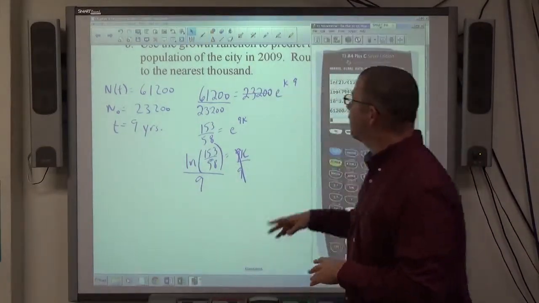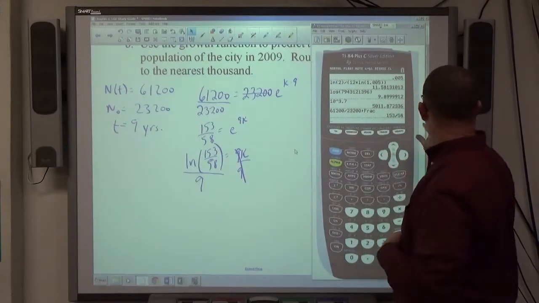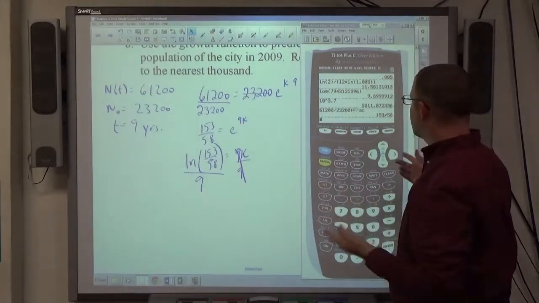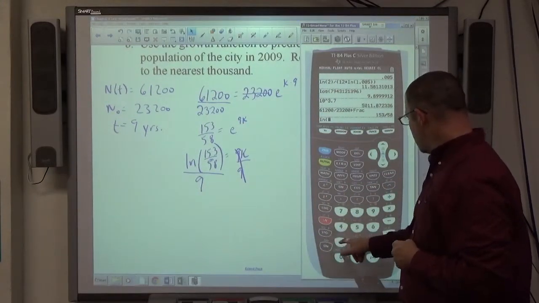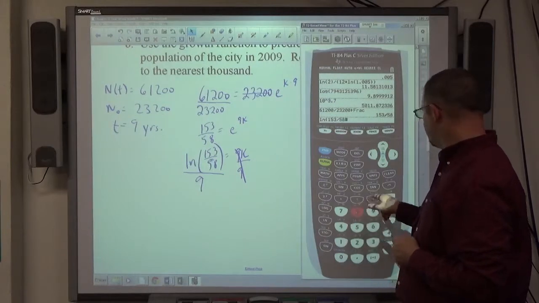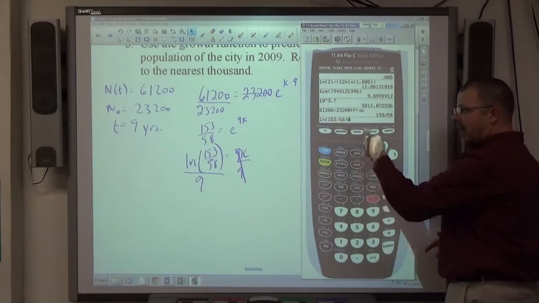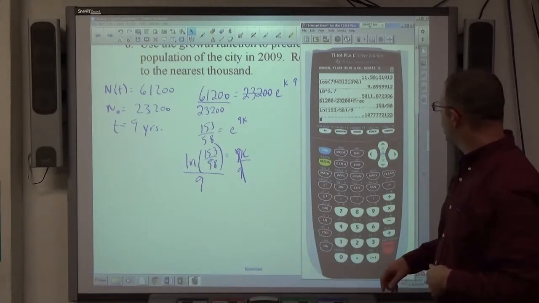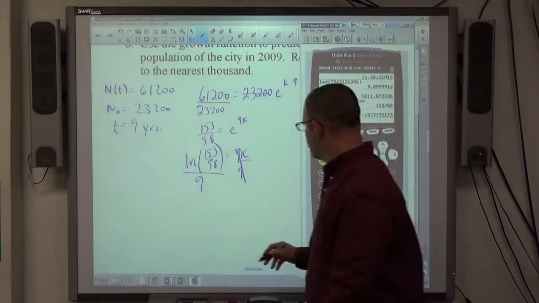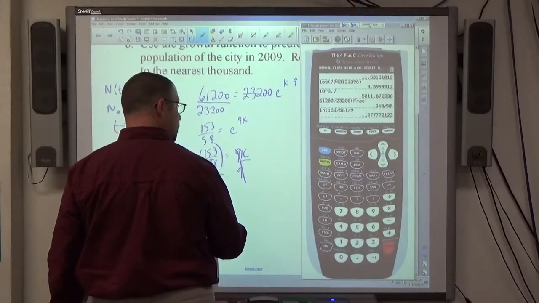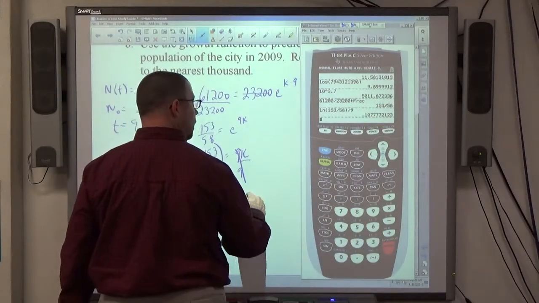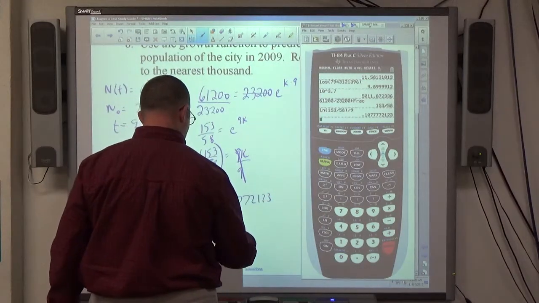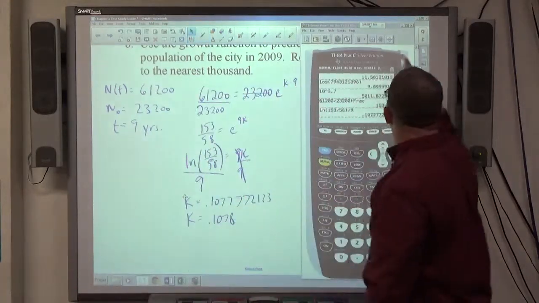If I want to get the approximate value to the nearest 10,000th is what it asked for, if I remember right. Let me just glance up real quick. To the nearest 10,000. So we want a decimal approximation here. ln of 153 divided by 58 in parentheses. So again, I'm logging that entire fraction, then dividing that log by 9. We get 0.1077772123. If I'm rounding to the nearest 10,000, that's 0.1078. All right, that's what k is.